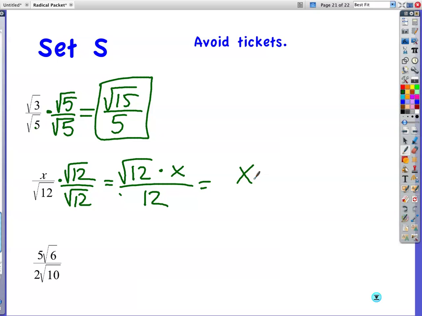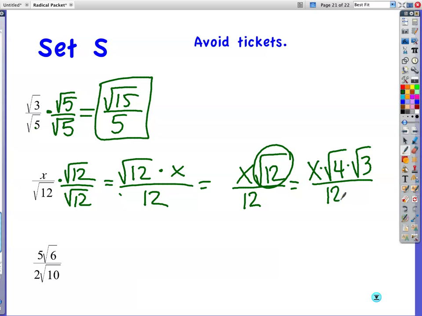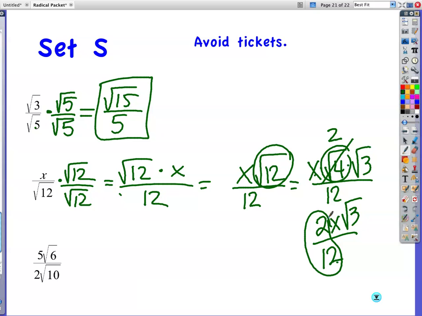Let me rewrite this. I almost caught myself not doing something correctly. Square root of 12, doesn't that have a perfect square number in it? It does. So it's actually x times square root of 4 times square root of 3 over 12. This becomes 2. So I have 2x square root 3 over 12. And yet, it's still not done because by golly, that little 2 and that 12, if I just gave you a fraction like on a math minute that was 2 over 12, you'd be like, oh, that's not right. You got to simplify.